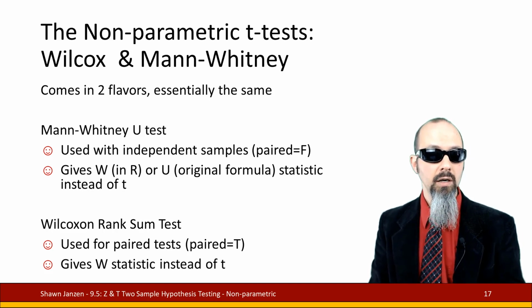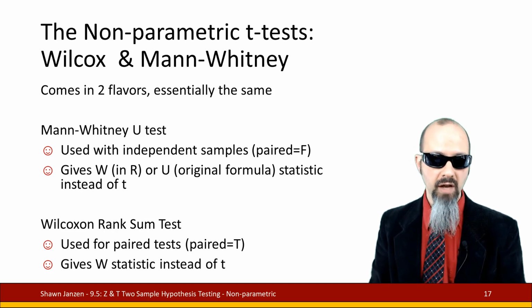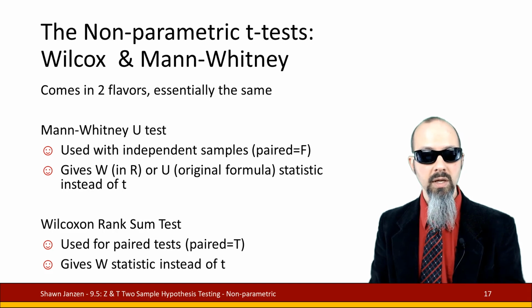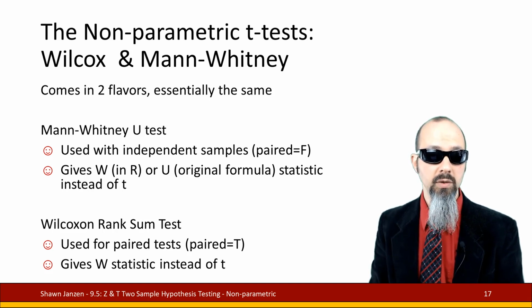And in R, it's going to give you a W statistic. But depending on where you go, other software doing things by hand, you may see it appear as a U statistic, which comes from the original formula. And you're going to use this W or the U instead of a T. And we'll see what this looks like in the output when we do an example here.